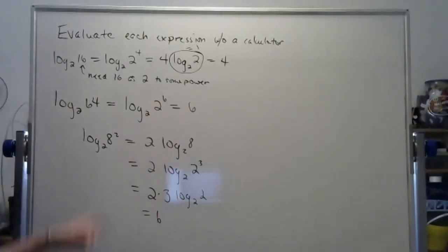It still works. You could treat 64 as 4 cubed. You'd still get the same answer. So that's the nice thing about it. You can do them multiple ways, but the answers are going to be the same.